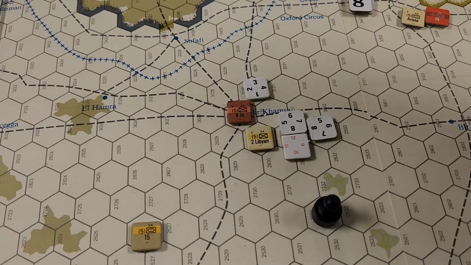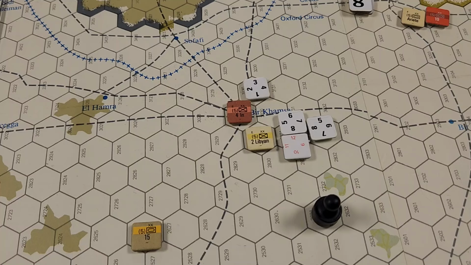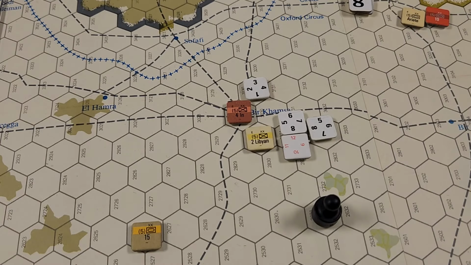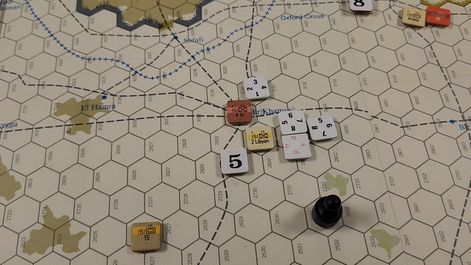All right, going back to combat. So let's do our close assault. We're pretty weak, so we're going to send everyone in. We have 45. So 45 actually becomes 4.5, which is a 5. So we have 5 strength points.